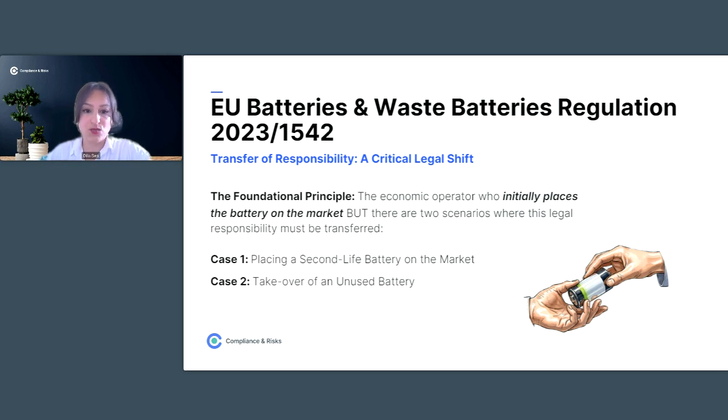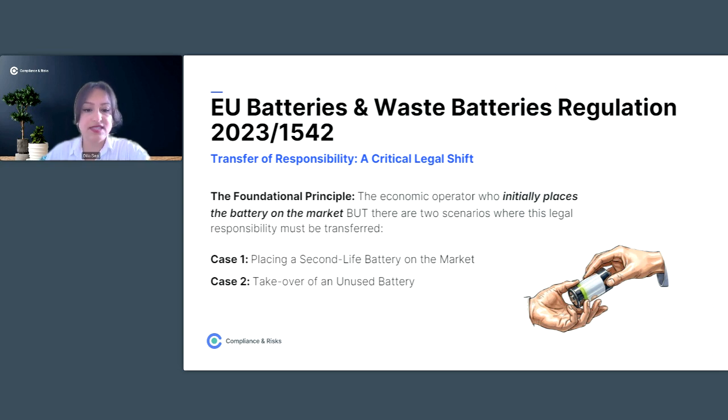Let's look at case one, which is crucial for the Second Life market. If you take a used electric vehicle battery, test it, and then place it back on the market as a home energy storage system, you are now considered the economic operator for the new repurposed product. The responsibility for the DPP transfers entirely to you. You are legally required to update its digital record to reflect its new status and, most importantly, its current state of health. This provides transparency and confidence for the next buyer. Without this transfer, the original electric vehicle manufacturer would remain liable, which would be an unworkable system.